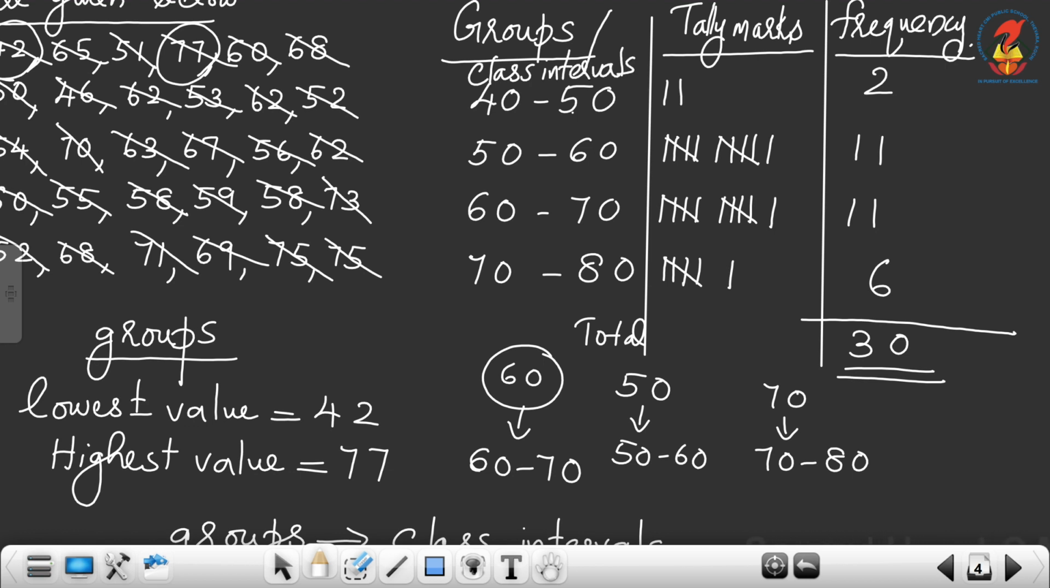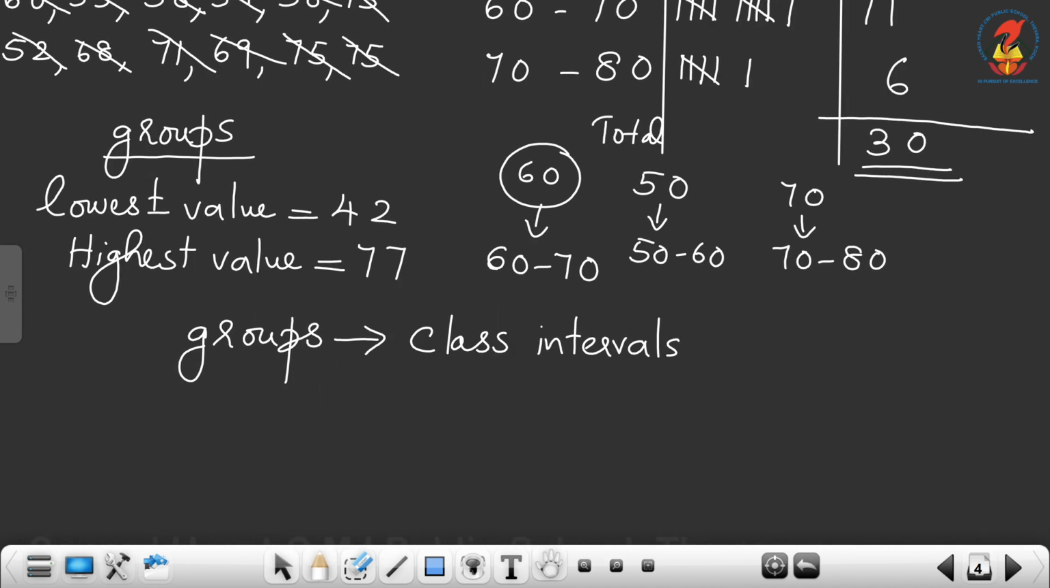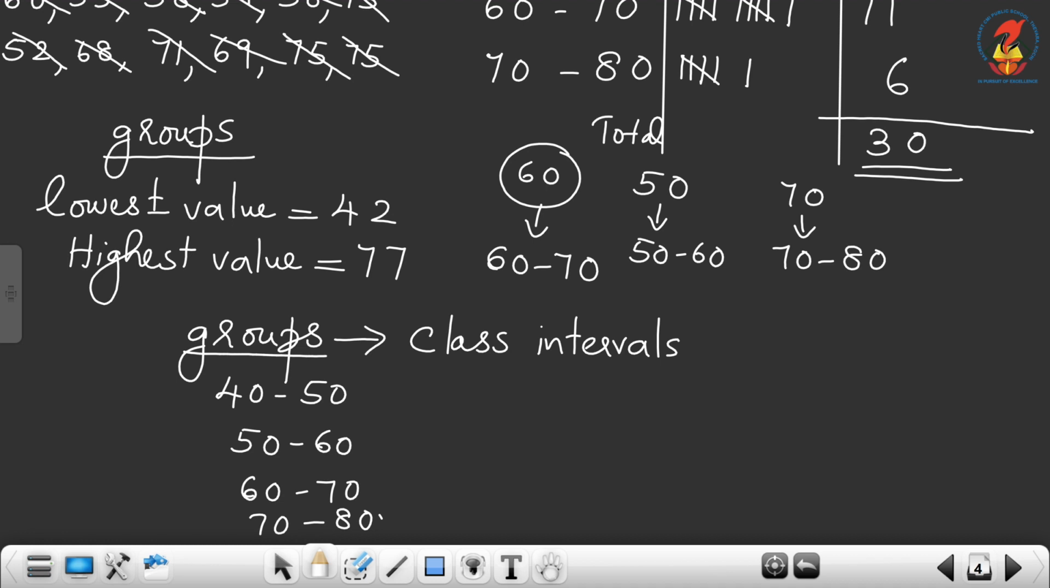Class intervals. So these groups are known as class intervals. Now how many class intervals are there? Here we can see that there are 4 class intervals. The groups here are 40 to 50, 50 to 60, 60 to 70 and 70 to 80. These groups we can call class intervals. So instead of writing groups, from now onwards we will write class intervals.